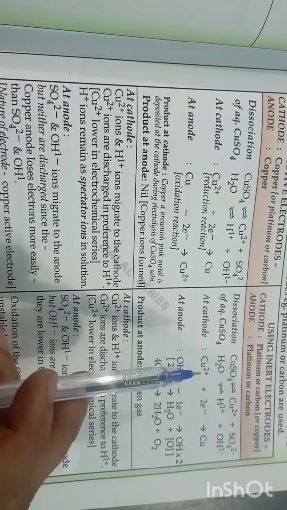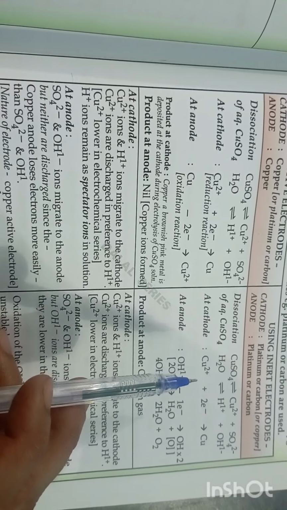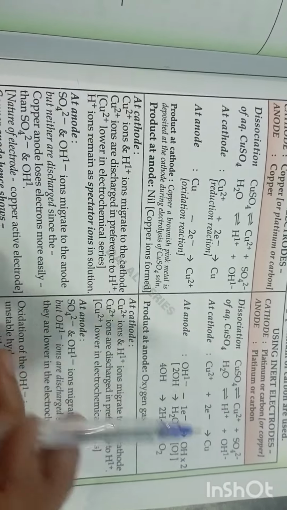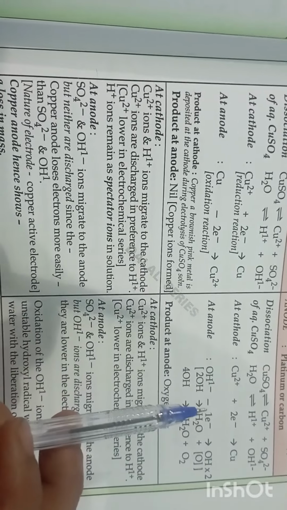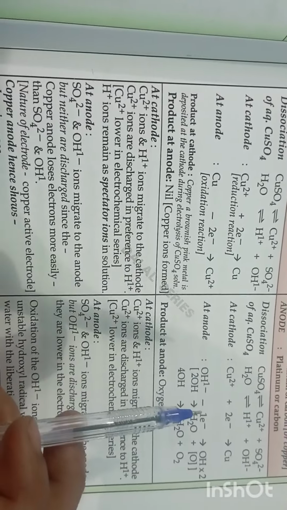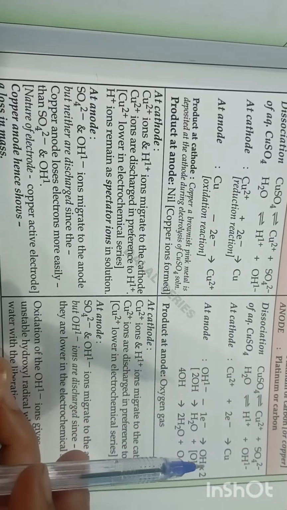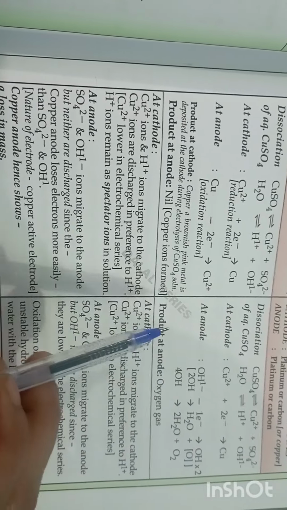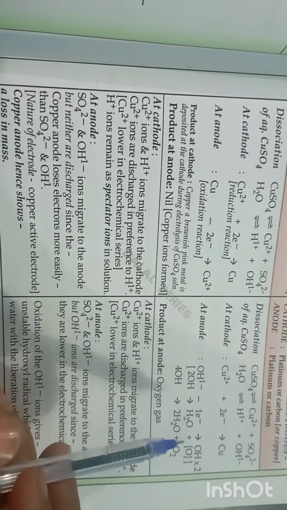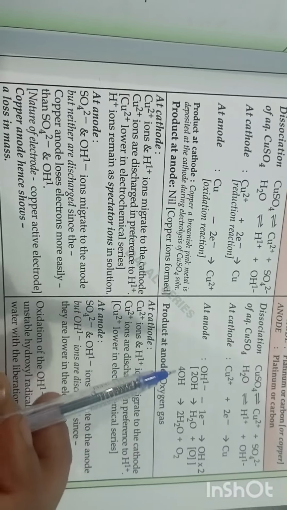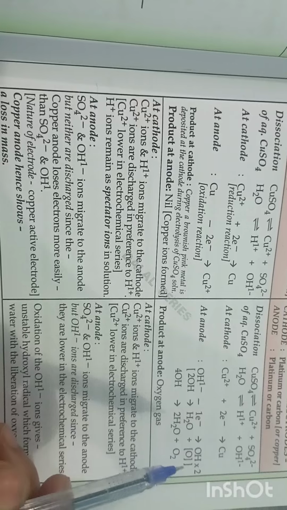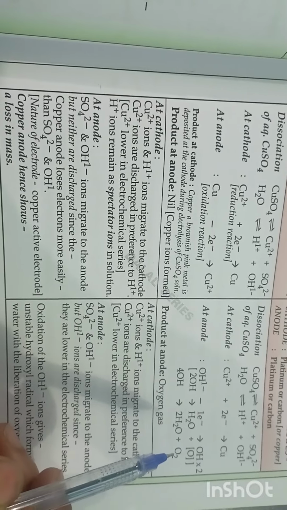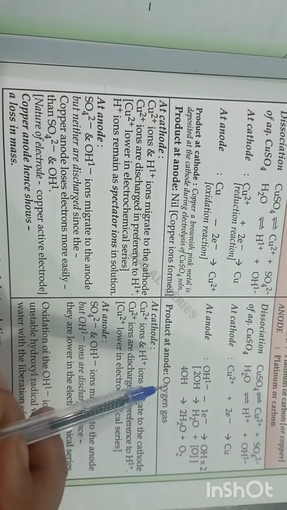Copper cation, on getting 2 electrons from the cathode, gets converted to copper metal. But at the anode, the hydroxyl ions are the ones that are getting discharged. Hydroxyl ions, by removing their excess electron, get converted into hydroxyl molecules. Now 2 hydroxyl molecules form water and nascent oxygen, an oxygen atom, and this oxygen atom reacts with another oxygen atom to get converted into O2, the oxygen gas. Now the product at the anode will be oxygen gas.